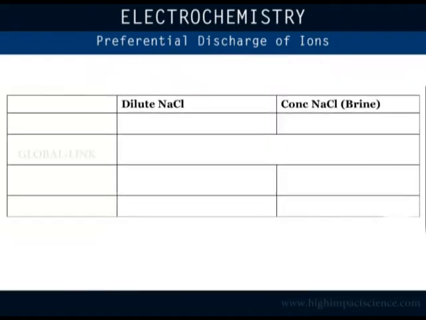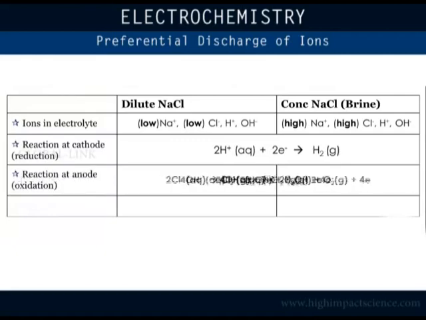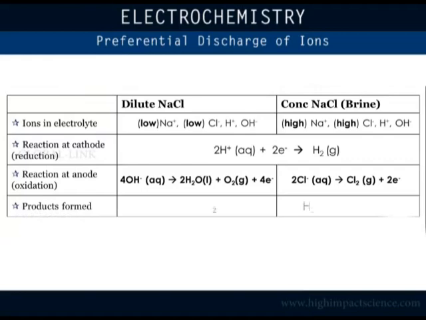And so in general, a comparison in the electrolysis of dilute versus concentrated sodium chloride solution is that both have the same species of ions in the electrolyte, but the concentration of sodium and chloride ions in brine is much higher. At the cathodes, the same reduction reactions occur. At the anodes, different oxidation reactions occur. The products formed also differ, with the electrolysis of brine producing chlorine gas and sodium hydroxide.